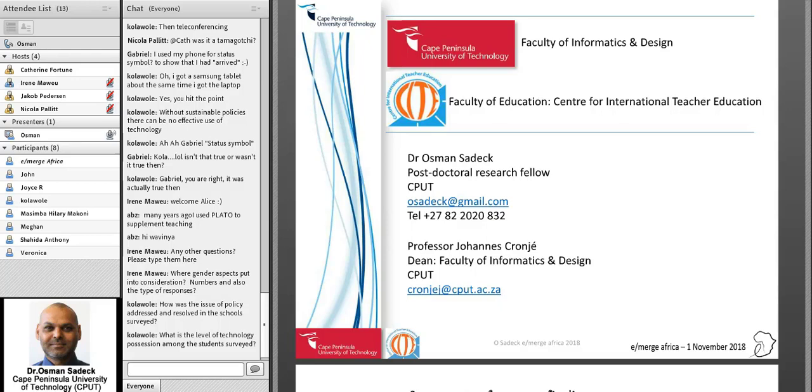Linking onto the first one, the issue of policy at the school. Some schools have a policy that you may not use your mobile phone. And so even though some of the students had technology to use at the particular school, they were not allowed to use it. So in terms of policies, and this now starts linking to the first question again, policies at schools tended to be very, very bureaucratic.